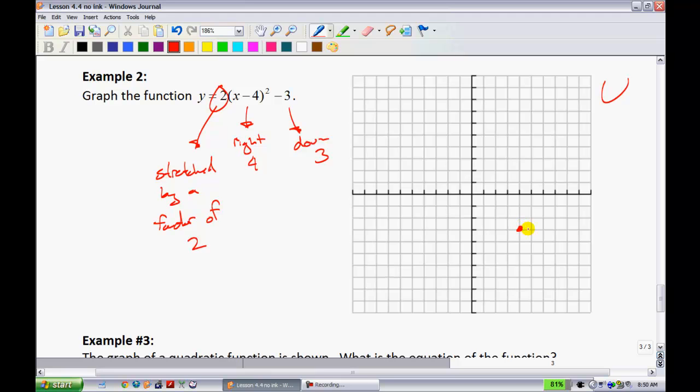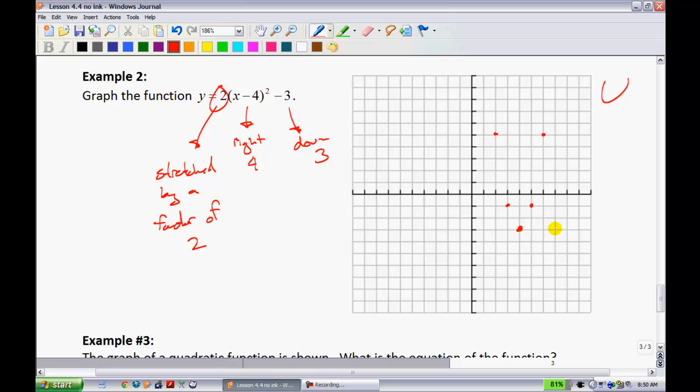I start with my vertex. Normally I'd go over 1, up 1. Because it's 2, I'm going to go over 1, up 2. Since it's a 2, I normally go over 2, up 4, but I'm going to have to go over 2, up 4 times 2, which gives me 8. So 1, 2, 3, 4, 5, 6, 7, 8. So I can reflect it on the other side now.